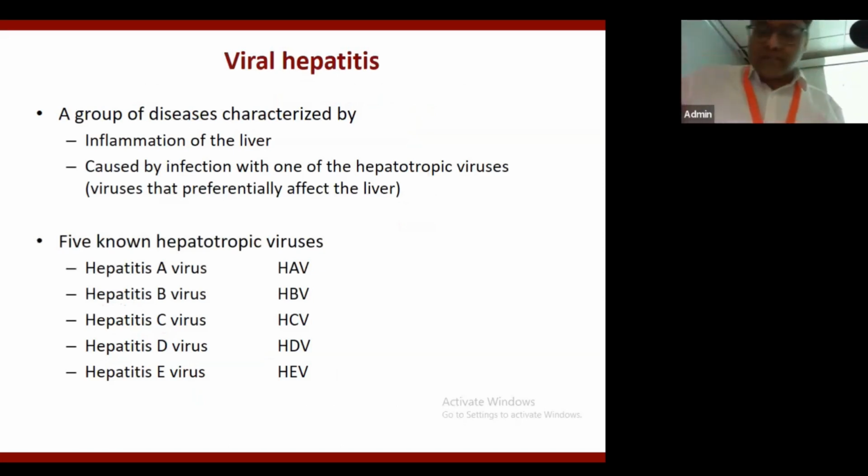So, hepatitis, as Dr. Surendra told, we have 5 viruses. A and E are enterally transmitted. They cause acute hepatitis. B, C, D are transmitted parenterally, means by the parenteral route of blood transfusion, unsafe injection, mother to child transmission, unsafe sex. These are the methods, and they cause chronic hepatitis leading to cirrhosis.